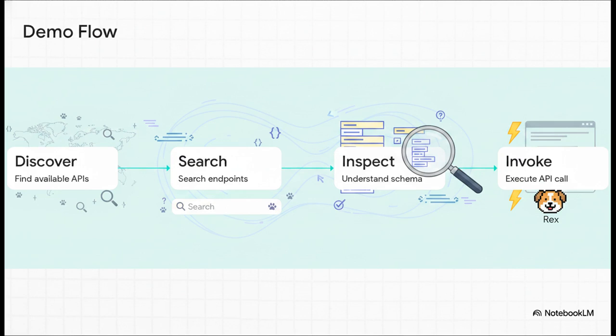First up, the LLM uses the spec list tool to discover what APIs it can even access. Then, when you ask it to find available pets, it hits the search tool. And before doing anything crazy or risky, it runs inspect on the GET schema to actually understand the parameters it needs. Finally, it uses invoke to execute the call, bringing back available pets like, say, Rex the dog. All of this driven by just a simple English request.